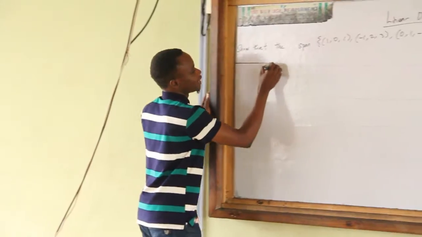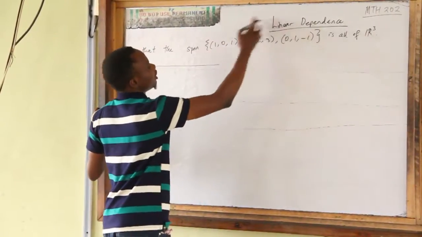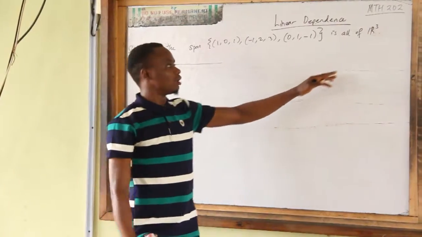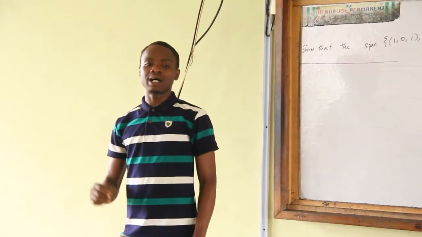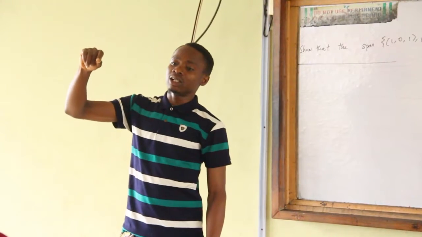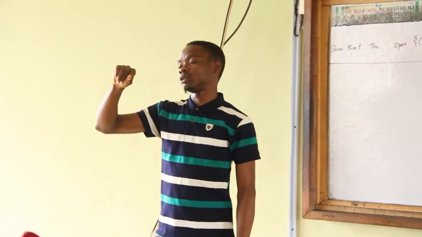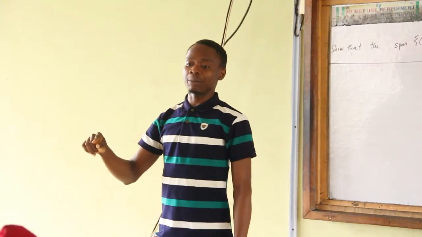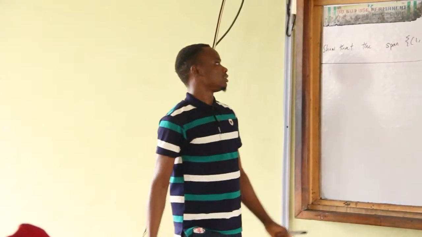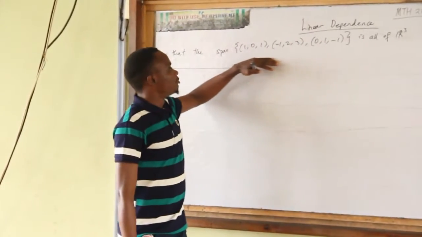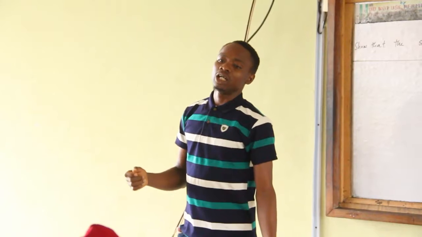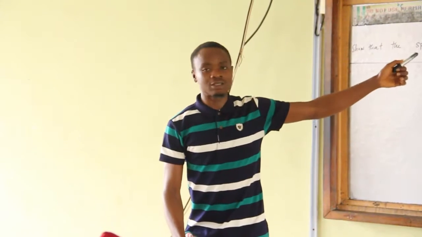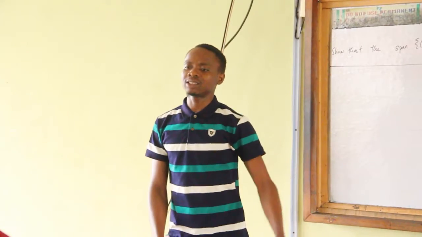Do you understand this? Okay, so we want to show that the span of this set of vectors is all of R3. What does that mean? That means we want to show that, please pay attention, R3 simply means a three-dimensional vector of real numbers. So if this is all of R3, it means that we will be able to write any vector (a, b, c) as a linear combination of these vectors. That is what we mean by that.